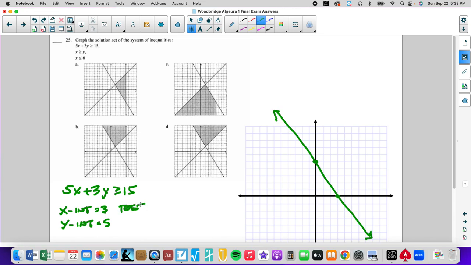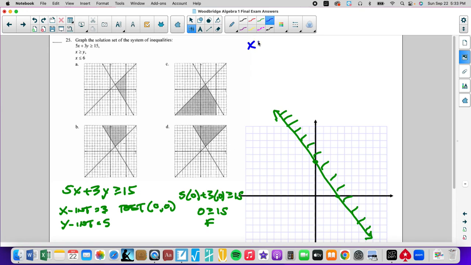Now we have to test it. Let's test 0, 0. So 5 times 0 plus 3 times 0 is greater than or equal to 15. Is 0 greater than or equal to 15? That's false. So this point 0, 0 is false. So I know that I have to shade up.